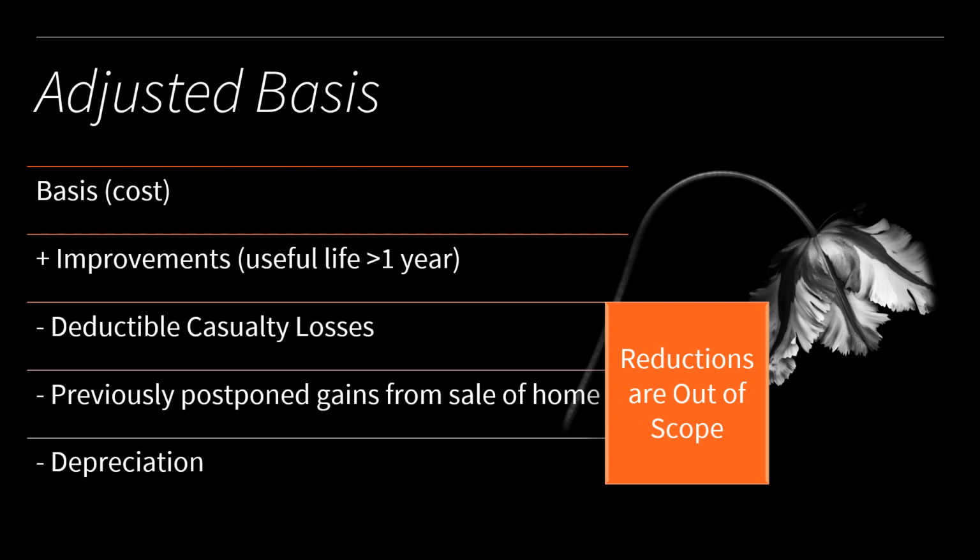So for our taxpayers, we're really just looking at what was their cost. Did they have any large improvements that had a useful life of greater than a year? Then we can make an adjustment to basis for that, but not the reductions. The reductions, we need to send them to a paid preparer.